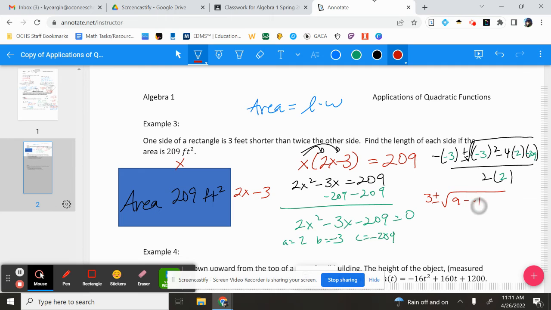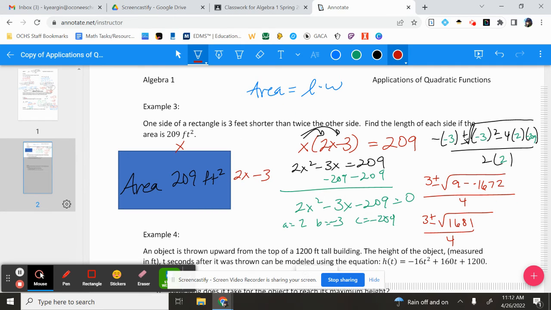Which gives me negative 1672, all divided by 4. So I'll get 3 plus or minus the square root of 1681 all over 4. And if you put this into your calculator, it's doing all the work for you. The square root of 1681 is actually 41. So you have 3 plus or minus 41 divided by 4.